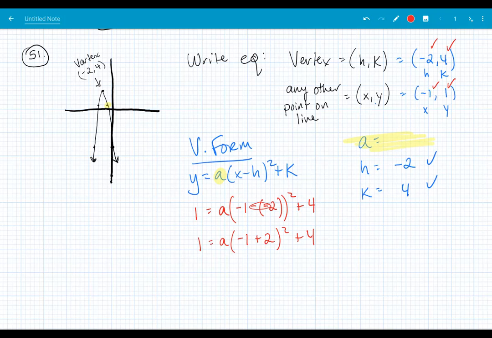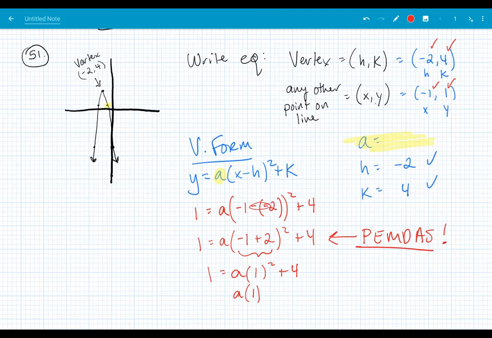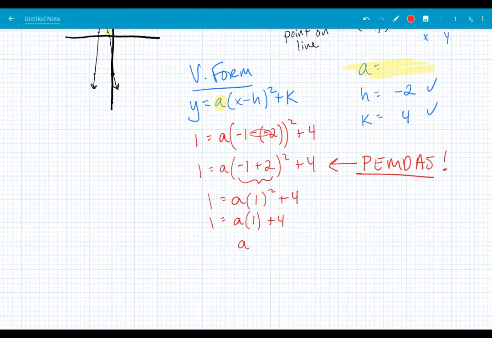So from here, once again, PEMDAS. PEMDAS always. So I have parentheses. I want to simplify this guy first. Negative 1 plus 2 is the same thing as 1. Keep in mind, this is multiplying by the a, adding by 4, and is equal to 1. Next thing is exponent. I have an exponent. 1 squared is 1. So a times 1 plus 4 equals 1. A times 1 is just a, plus 4 equals 1. Getting a by itself, subtracting 4 from both sides, I know a is negative 3.